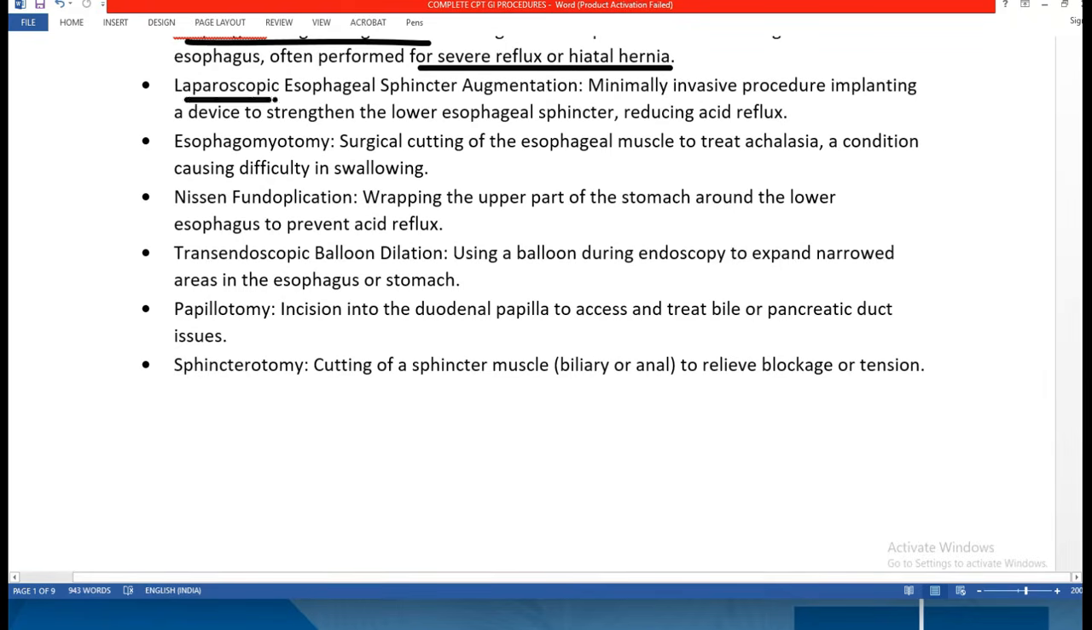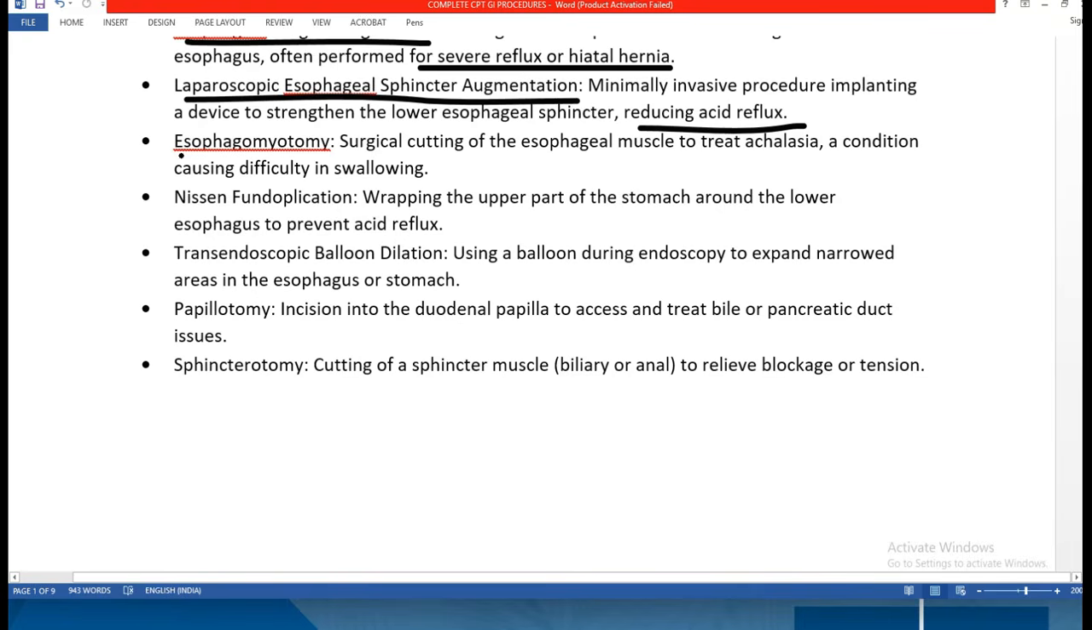Next one, laparoscopic esophageal sphincter augmentation. A minimally invasive procedure, implanting a device to strengthen the lower esophageal sphincter, reducing acid reflux. So all these procedures related to the esophagus are mostly for reducing acid reflux. Usually we call it GERD.